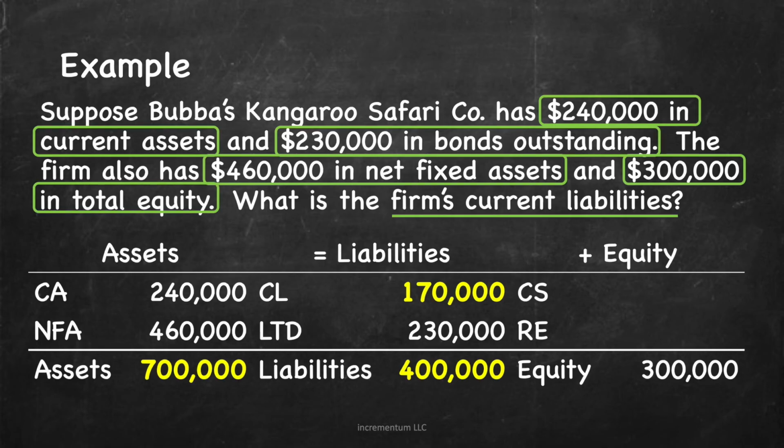So we fill that in on our balance sheet, and that's the answer to the question. We were asked what the firm's current liabilities are, and we've calculated them to be $170,000.